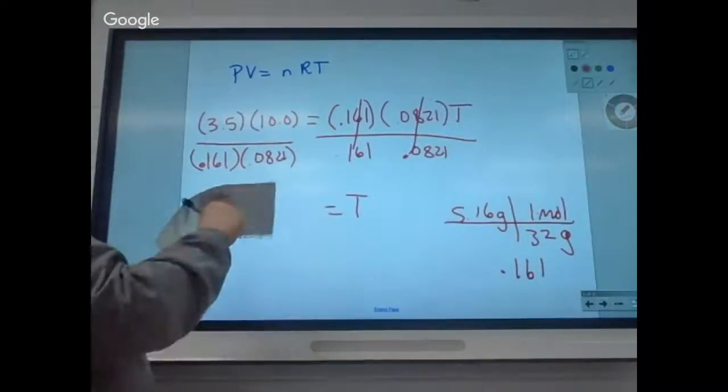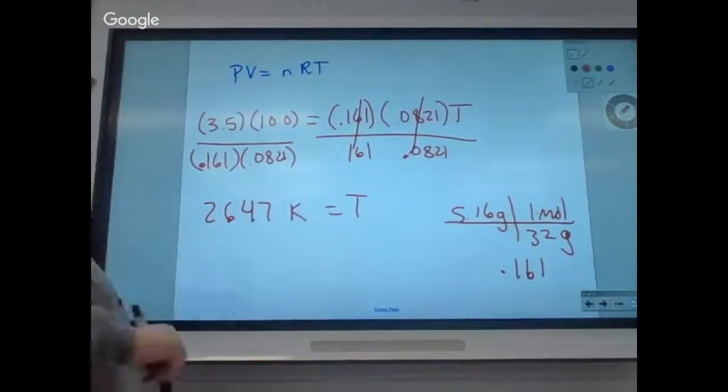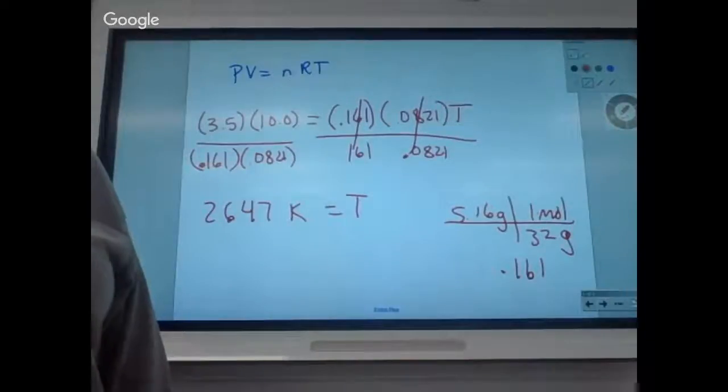I got 2,647 Kelvin. Did you use big M, mass? You can. Some of these can be worked with a different formula. That's why I asked Almaja which formula she used. It's okay. That's why I said yesterday some of my keys are worked in two different formulas, because two different formulas will work with a lot of them.